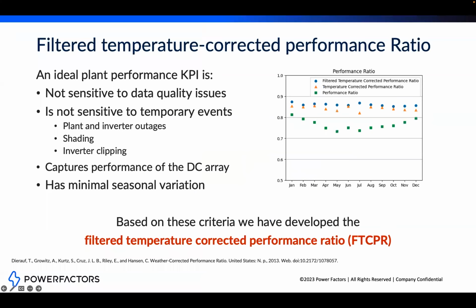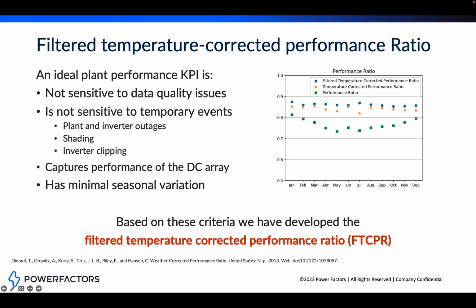So filter temperature corrected performance ratio is an ideal plant performance KPI because it's not sensitive to data quality issues. It's not sensitive to temporary events like shade, inverter outages, clipping. It really captures the performance of the DC array, and it has minimal seasonal variation. So at the right is a comparison of several basic KPIs.